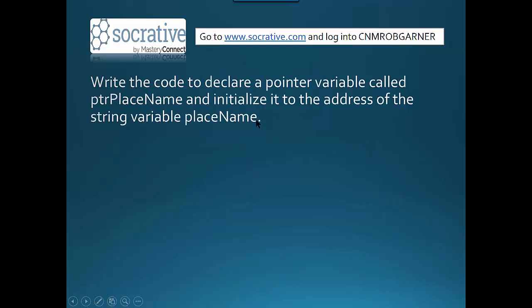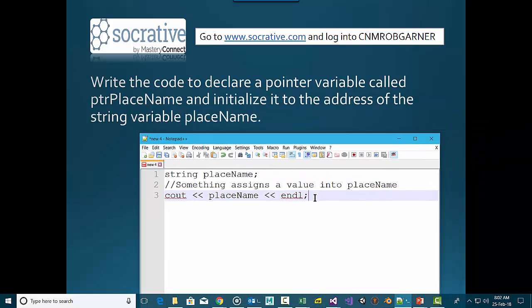Now write the code to declare a pointer variable called ptrPlaceName that initializes it to the address of the string placeName. Pause, write the answer down, and hit continue. In this case, we need to declare ptrPlaceName. It's not like this, because that would be a string. What we want is an asterisk. The asterisk could be placed on either side here, but I usually like it there. So ptrPlaceName is a pointer to, that's how I read the asterisk, to a string.